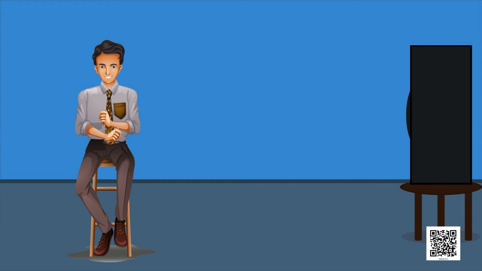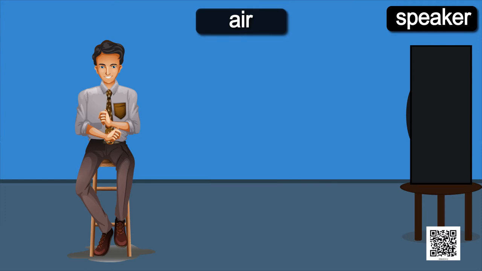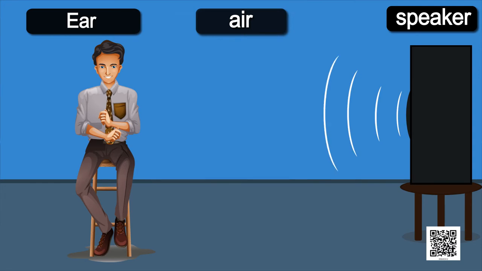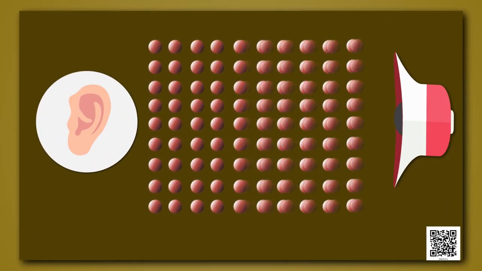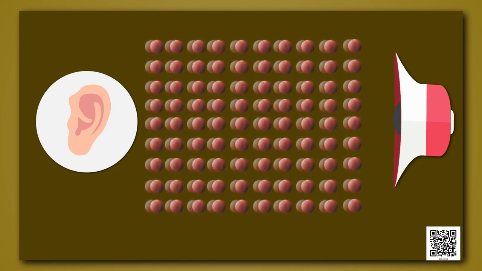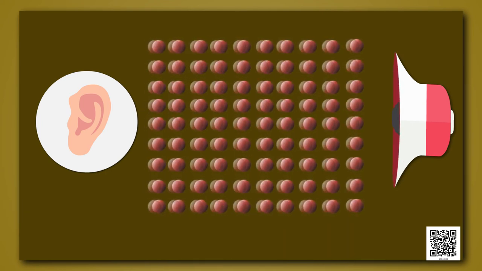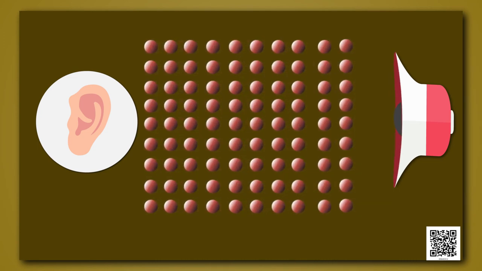When an object vibrates, it sets the particles of the medium around it vibrating. A particle of the medium in contact with the vibrating object is first displaced from its equilibrium position. It then exerts a force on the adjacent particle, as a result of which the adjacent particle gets displaced from its position of rest. After displacing the adjacent particle, the first particle comes back to its original position. This process continues in the medium till the sound reaches your ear.